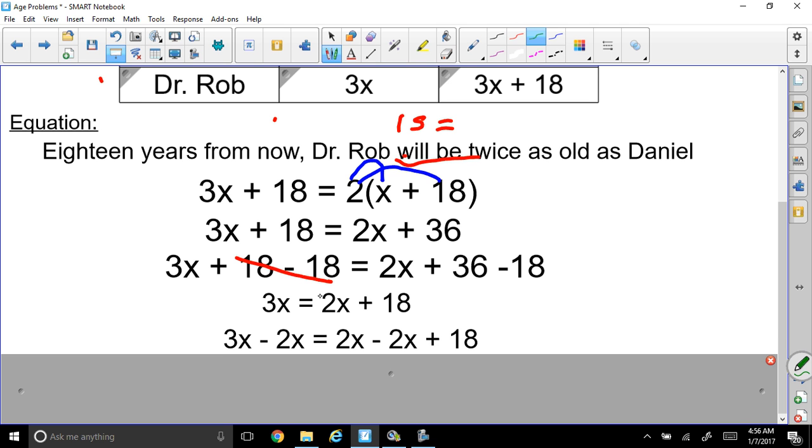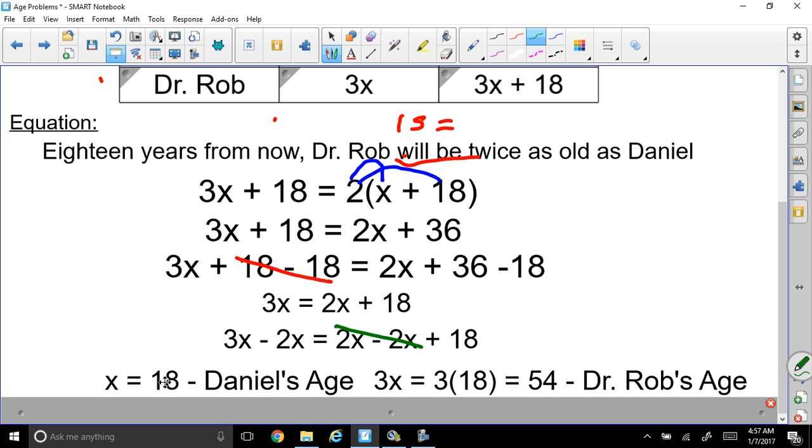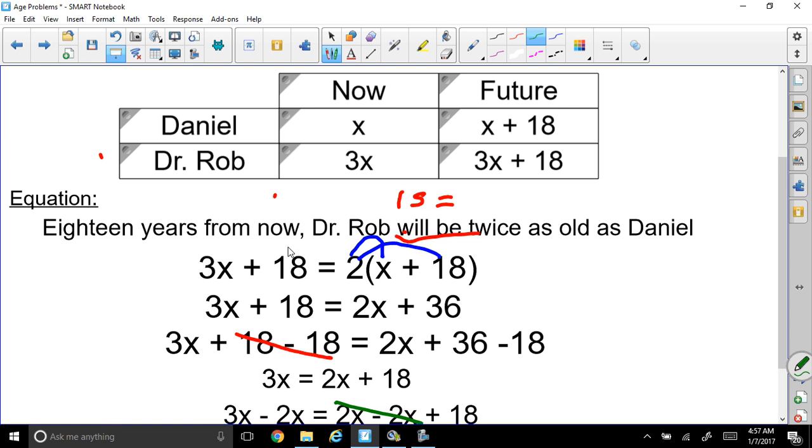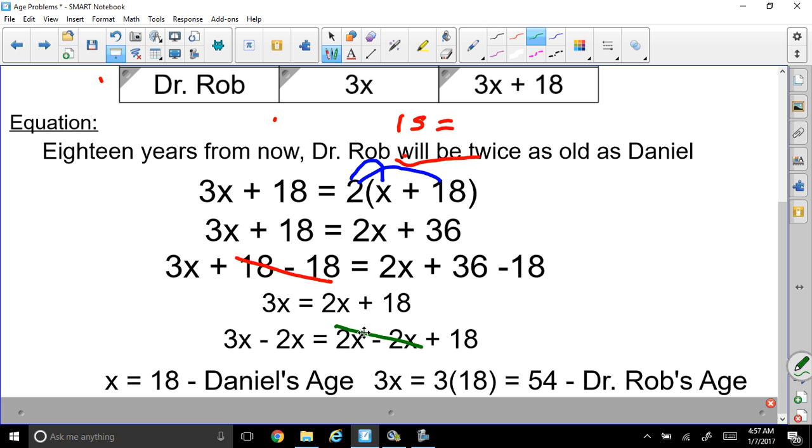What that does is it clears out the 2x from here, and I'll have the 2x being subtracted from 3x, and that'll give me one little x, and the 2x cancels out, equals 18. So x is equal to 18. And if you remember, we said let x equal Daniel's age now. So we now know Daniel's age, and it is 18.